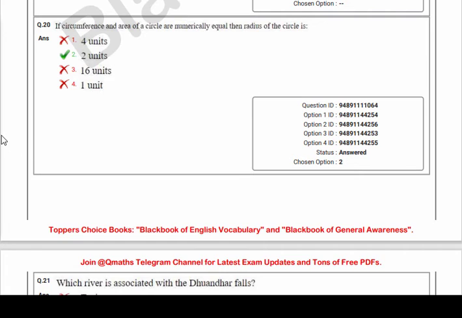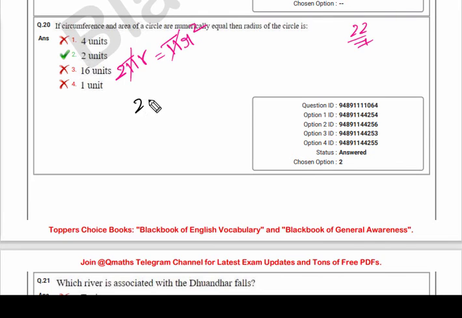Okay. Now what he is asking: the circumference and area of the circle are numerically equal. So what is the circumference formula? 2 pi r. Pi is 22/7, approximate number. Then area of the circle is pi r square. So we don't have to find the pi value because it will get cancelled.